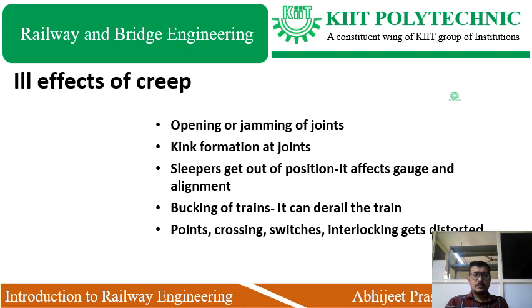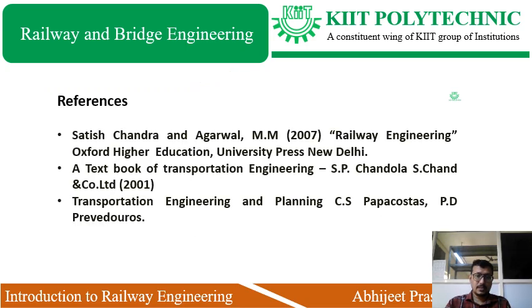So what are the main effects of creep? Opening or jamming of joints: joints will be more open or will be jammed. Kink formation at joints. Sleepers get out of position. It affects gauge and alignment. Buckling of track. It can derail the train also. Points, crossings, switches and interlocking gates are distorted due to creep.